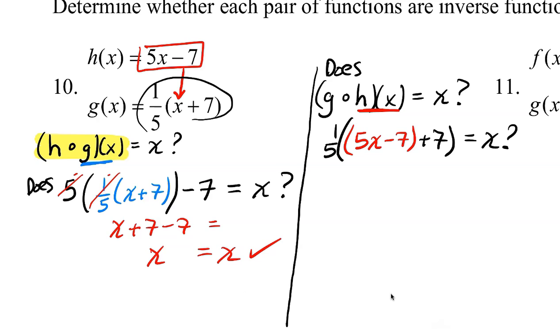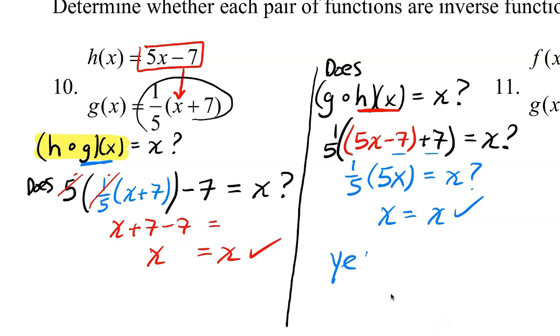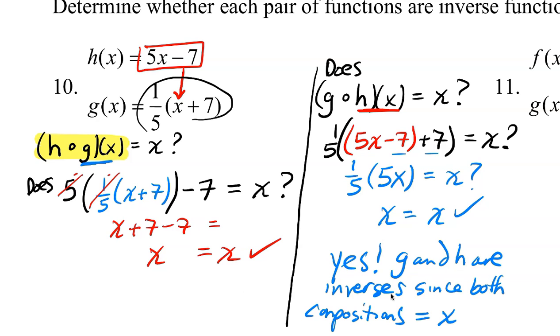Let's simplify that a little bit. The order of operations here we have to be careful about. We should work inside the parentheses, so we should do this -7 plus 7 first. So it would be 5x, with the 1/5 still out there. Does that equal x? And 1/5 of 5 is 1, so x equals x. So we would say yes, g and h are inverses since both compositions equal x. Basically the thought is, if they're inverses, their operations should be able to undo each other, and then you're just left with x, what you started with.